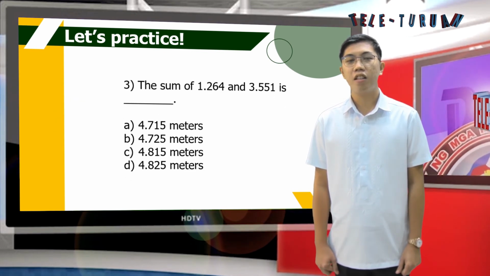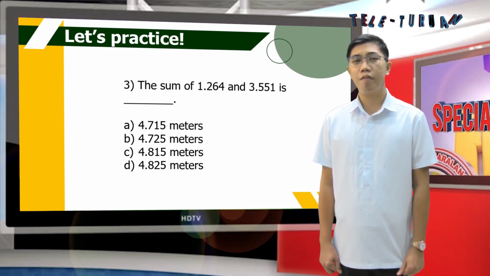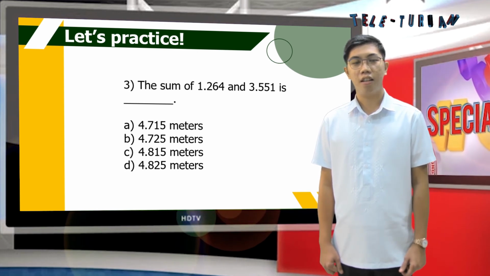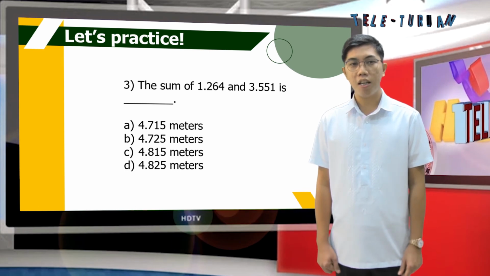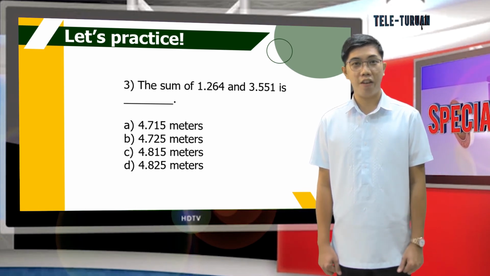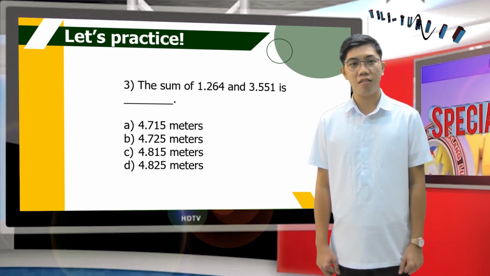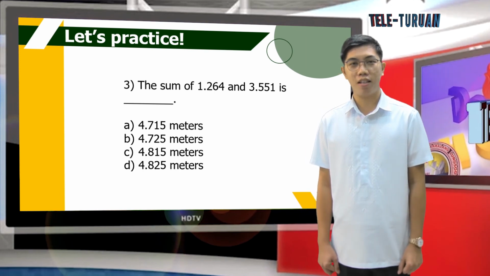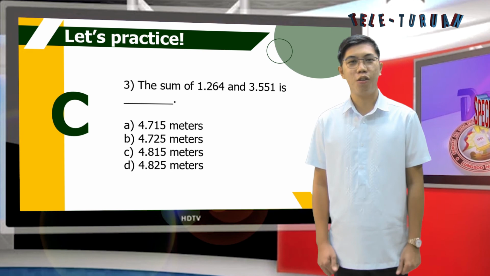Number 3, the sum of 1 and 264 thousandths and 3 and 551 thousandths is blank. A, 4 and 715 thousandths, B, 4 and 725 thousandths, C, 4 and 815 thousandths, or letter D, 4 and 825 thousandths. Letter C is the correct answer. Good job!